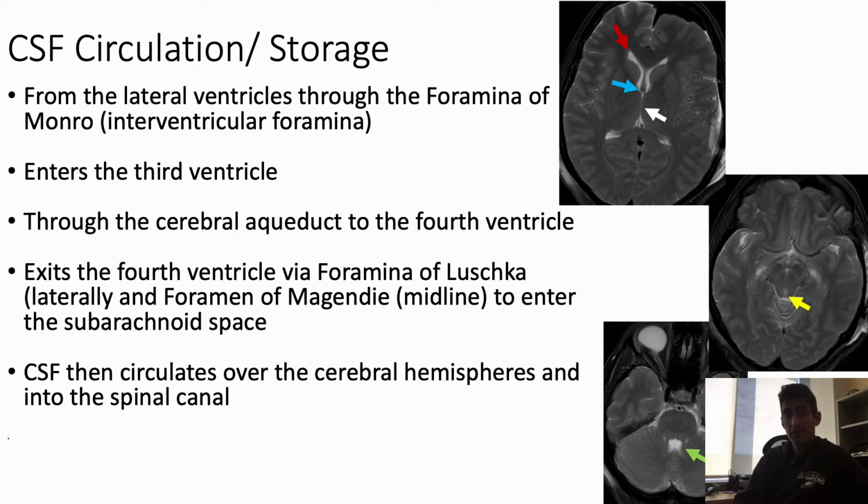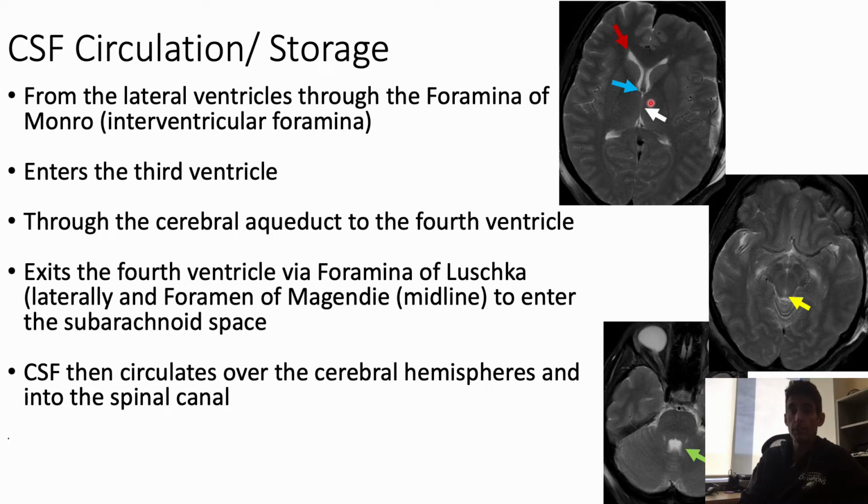Once it's made, it then has to circulate around the central nervous system. And so the easiest way to conceptualize it is the step-by-step process. So it's starting in the lateral ventricles, which here are denoted by the red arrow. This is the right lateral ventricle and the left lateral ventricle. And the fluid has to exit those ventricles and make it to the third ventricle. And to do that, it goes through the foramina of Monro.